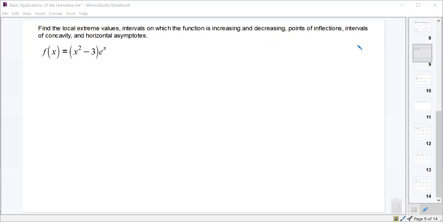So first off, let's talk about horizontal asymptotes, because that we can do without the derivative. The limit as x approaches infinity of f of x. What's that limit? That's just an infinity times another infinity, which would be infinity. So no horizontal asymptote to the right. What about the limit as x approaches negative infinity of f of x?